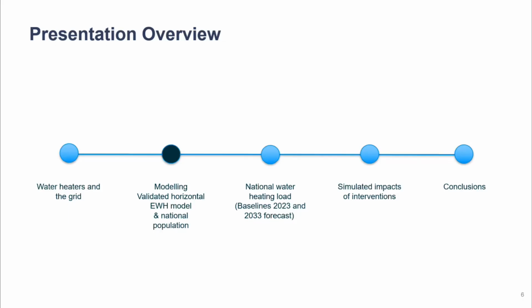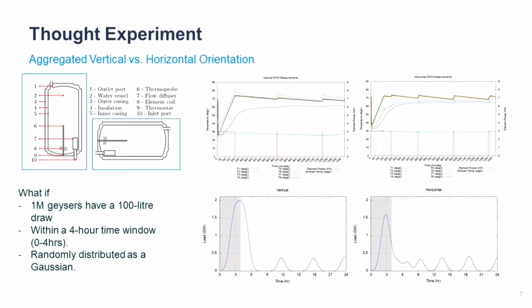We'll talk about the validated horizontal oriented model, and then the national population and how we've built it up for the national load. Let me just start off with a quick thought experiment. We've got a vertical and a horizontal tank. We've got the exact same tank. In South Africa, we can obviously install the tank in either horizontal or vertical orientation, and we've basically got all the same elements within the tank.